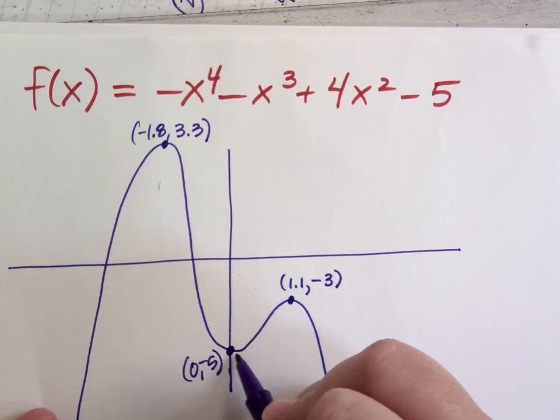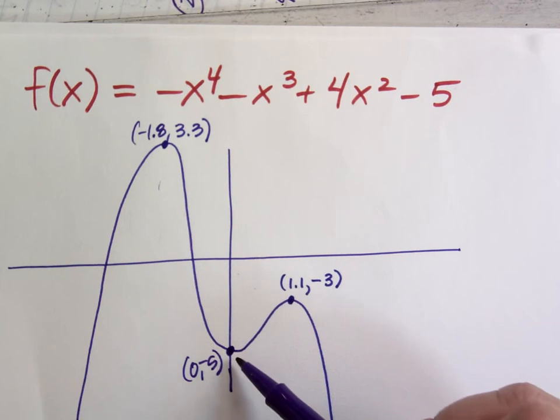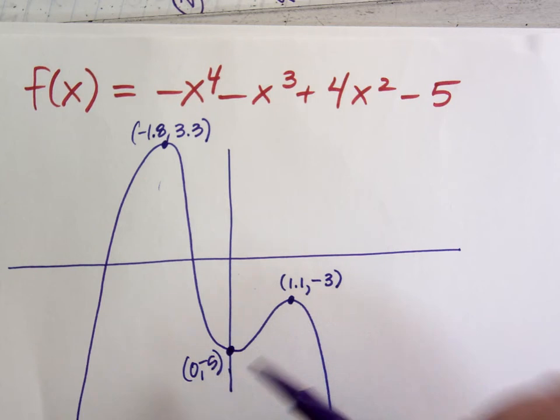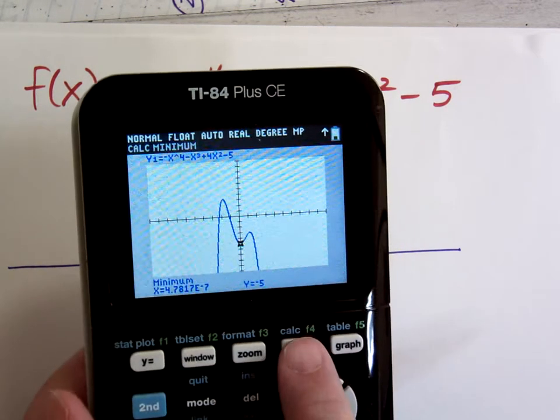Sorry that it looks like mine goes down below there. It shouldn't. So that's actually an argument for waiting to draw it until you know where the mins are, or the extrema. Now for the zeros, I'm going to press second, trace.